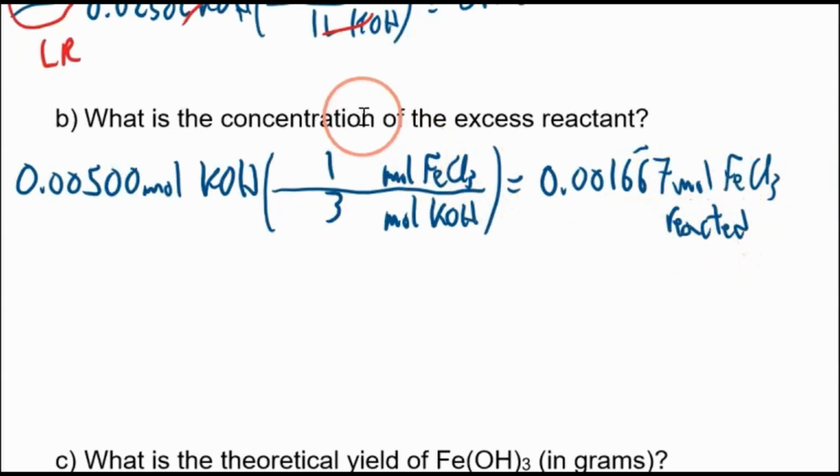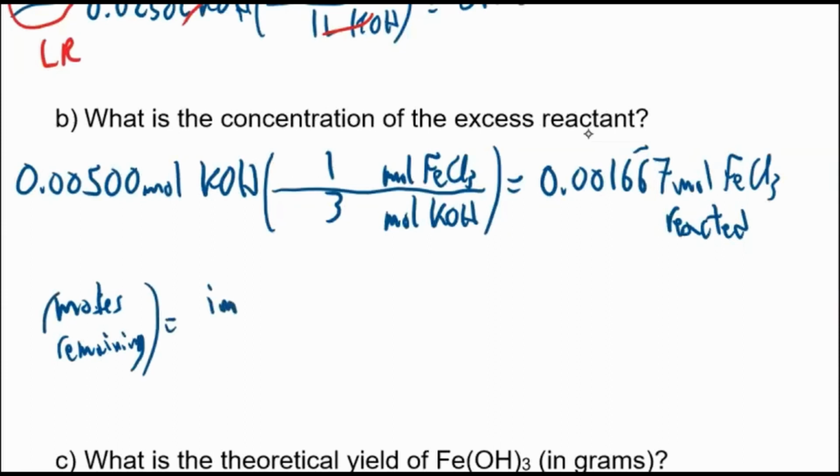So how many moles remaining? See, if we want to know the concentration of the excess reactant, we need to know how many moles of it there are in our solution. So the moles remaining equals our initial moles minus the moles reacted, or reacted moles, I guess, the number of moles that reacted.